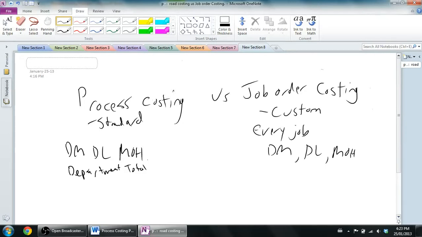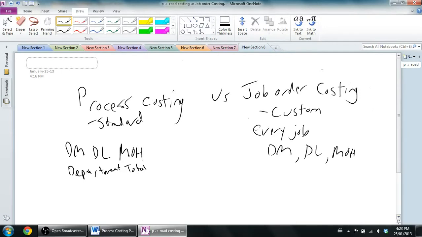If I have a custom job, I can't say, what was the total cost of my department for the month, and divide by the number of customers. No way, right? Every customer is different. Every customer has different costs. If I make pens and they're all the same pen, I don't need to say, how much did pen 1 cost compared to pen 2? I'll say, I made 1 million pens. I spent this many dollars. This is my cost.